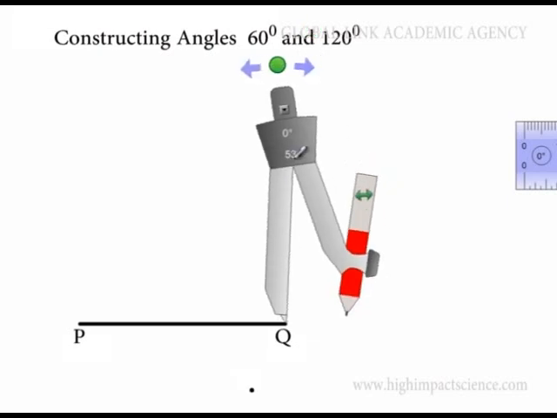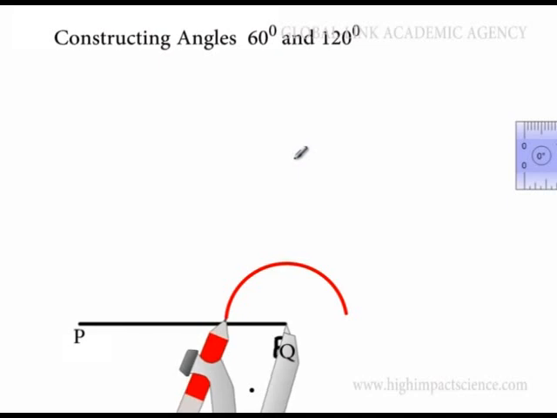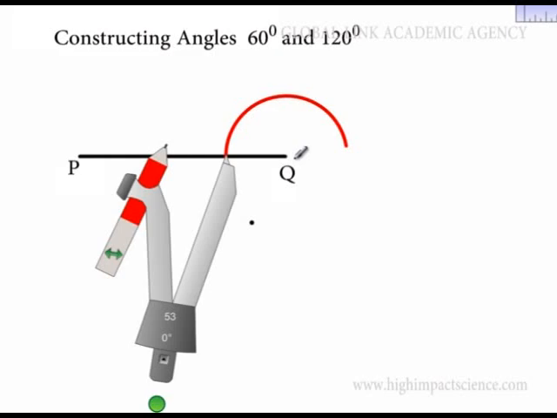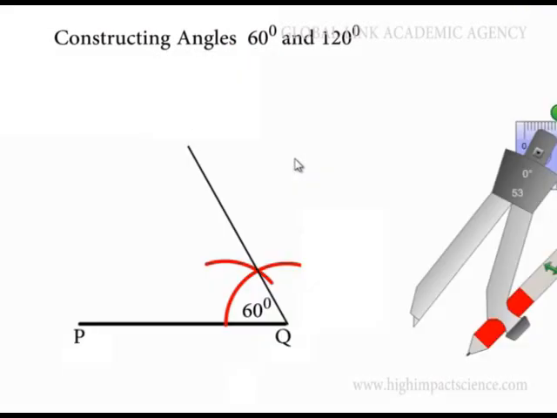So I place the compass at Q and swing an arc to cut the line PQ. Now, maintaining the same radius, I place the compass at this point and again swing an arc to cut the first one. And if I join point Q to the point of intersection, this angle is 60 degrees.